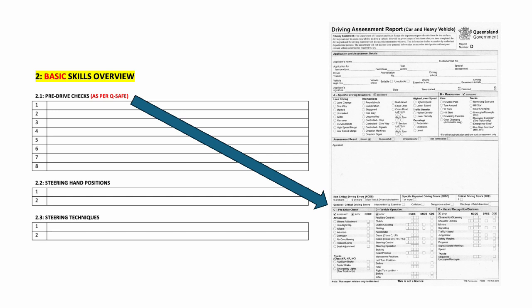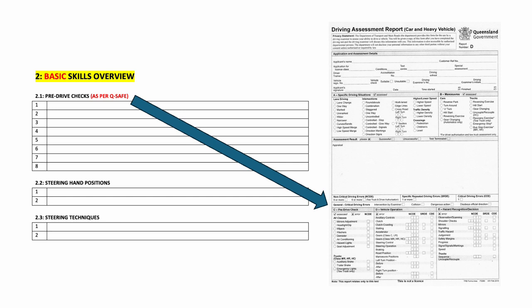Okay, so the first part of the program here is looking at basic skills overview. When we talk about basic skills, we're talking about at the very start of the training program, beginner basics. Even though I've got the Q-Safe test form on the right side of the page, what I'm trying to highlight there is that there are some essential pre-drive checks that you would do with the student, because ultimately the examiner can ask the student to show these controls on the driving test.